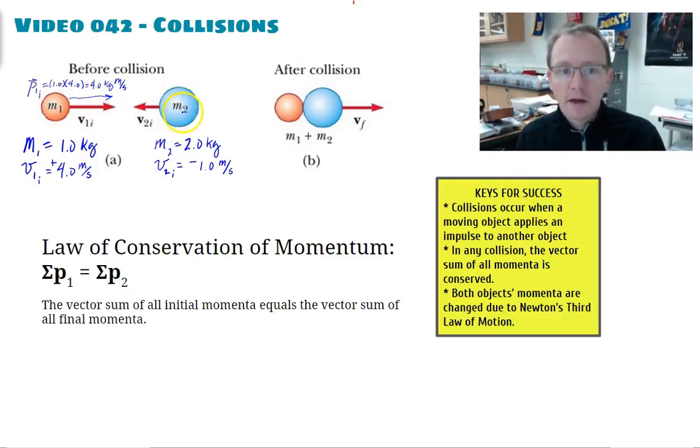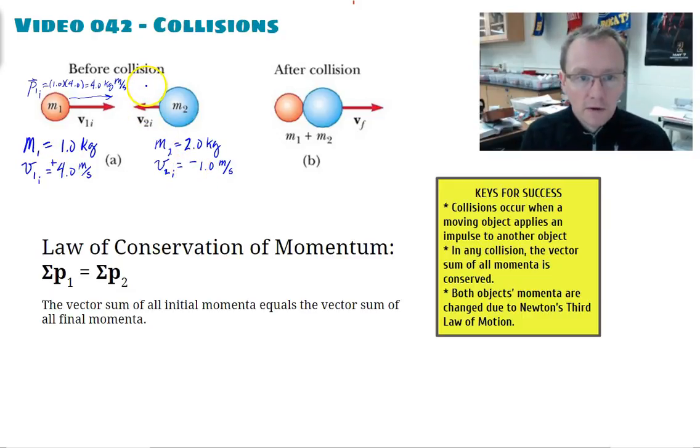It happens to be on a collision course with mass 2. And mass 2 is a little bit bigger, right? So it's 2 kilograms, and it happens to be moving to the left at an initial speed of 1.0 meters per second. It's indicated here that it's moving to the left by this vector, and by the negative sign. Because I decided that right is positive, I must have decided also that left is negative.